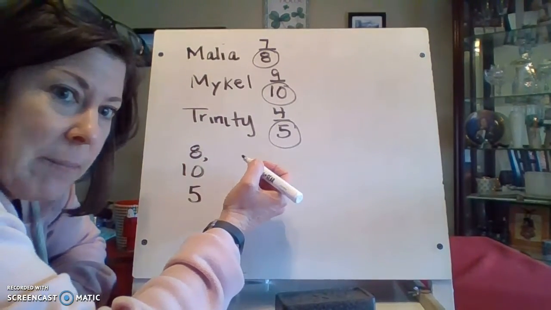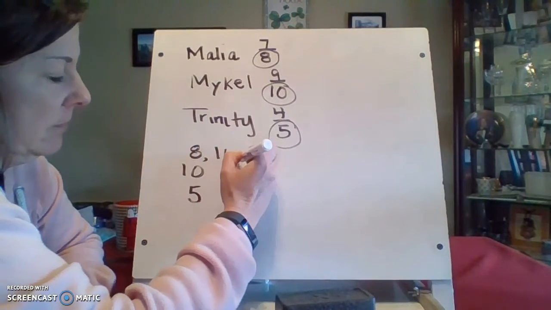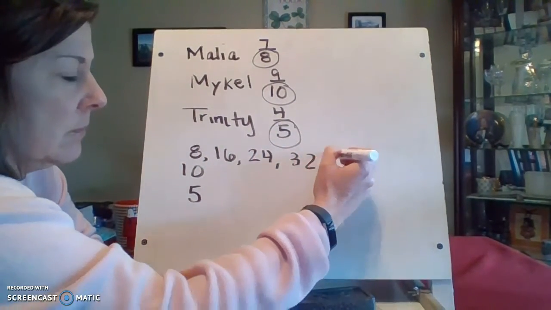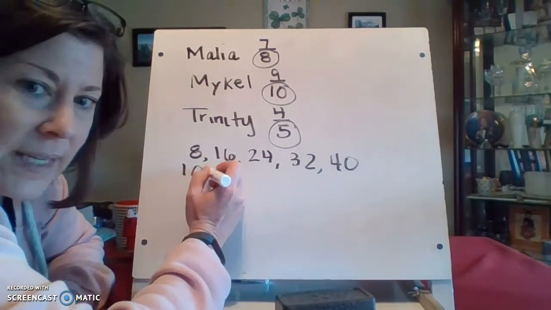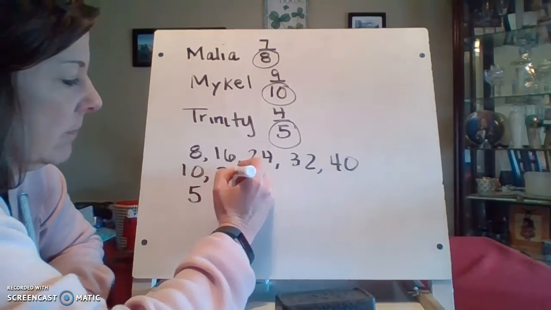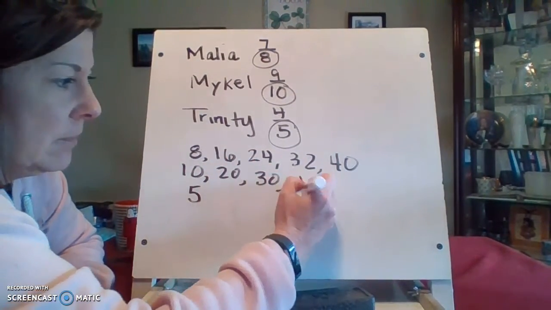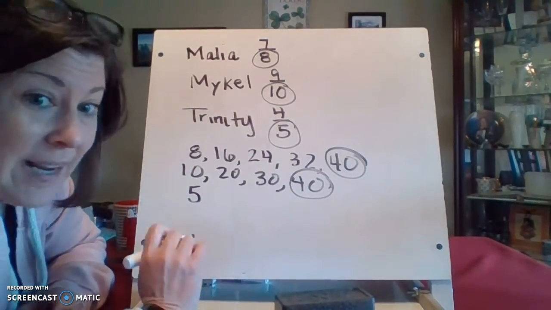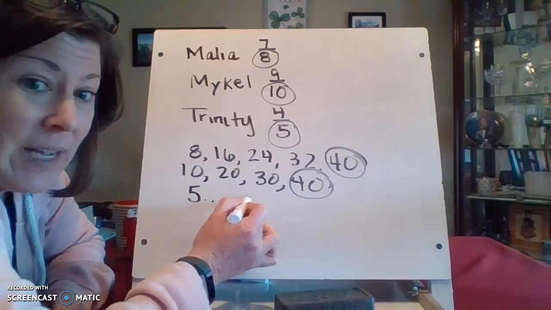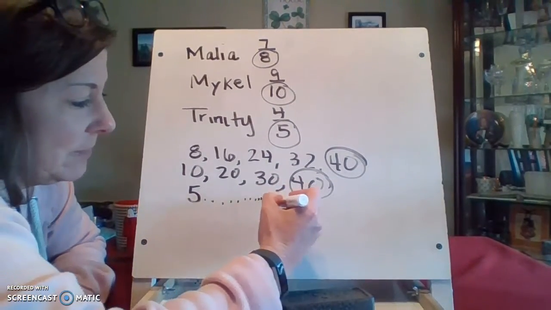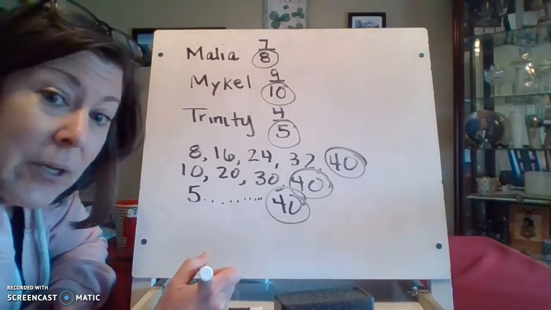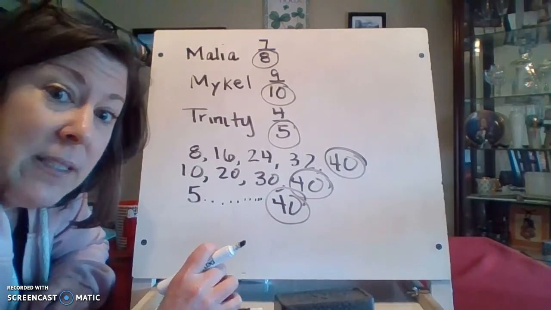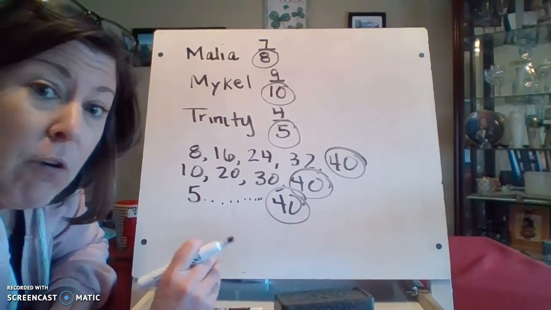So I'm going to list my multiples. Oh, I think I see something. So far so good. And I know that if I list my multiples of 5, guess what? I'm going to end up with a 40. So I'm going to rewrite each of my fractions with a denominator of 40.